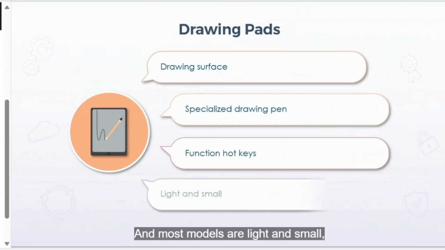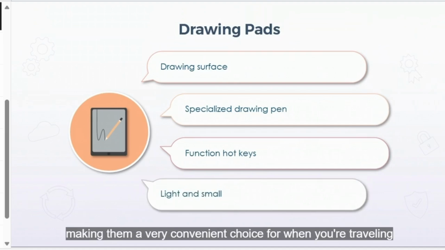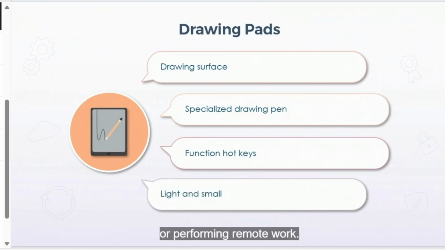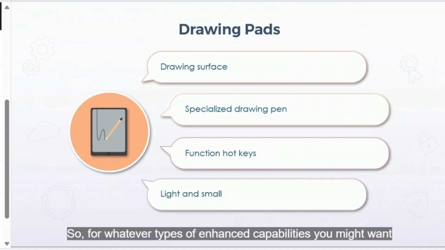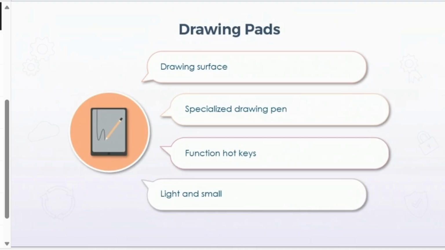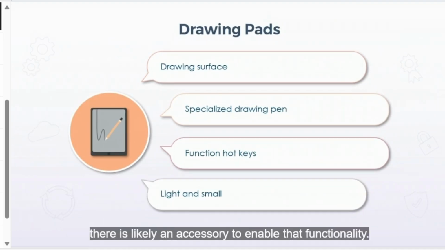And most models are light and small, making them a very convenient choice for when you're traveling or performing remote work. Drawing pads can be ideal for artists or composers, architects, engineers, or anyone who may have traditionally or just frequently relied on pen and paper. So, for whatever types of enhanced capabilities you might want for your mobile devices, there is likely an accessory to enable that functionality. So just be sure that your device is compatible with the accessory you're looking to add before you buy.